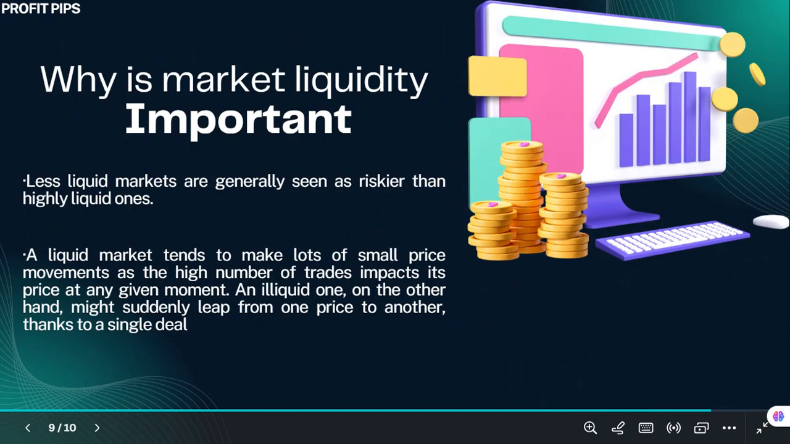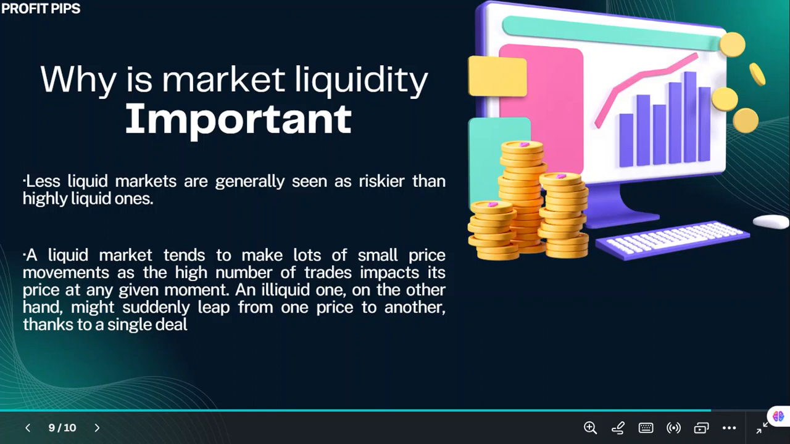Why is market liquidity important? Less liquid markets are generally seen as riskier than highly liquid ones. A liquid market tends to make lots of small price movements as the high number of trades impacts its price at any given moment. An illiquid market, on the other hand, might suddenly leap from one price to another thanks to a single deal.